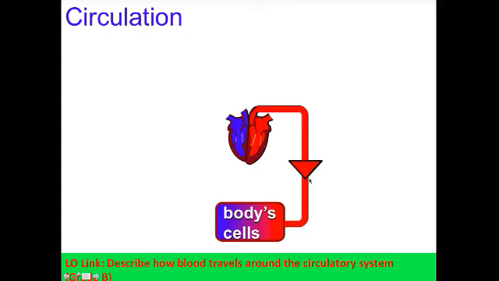Now this is going to the body cells. This is a simplified diagram. We're going to be looking at a more detailed diagram on your sheet in a second. Now, the oxygenated blood is represented as red. As it enters the body cells, that oxygen is going to be used up in respiration, and a product of respiration, as we know, is carbon dioxide. And that carbon dioxide is now going to be put into the blood.